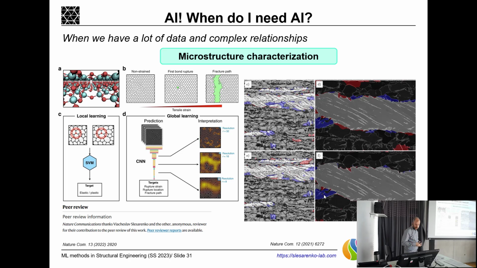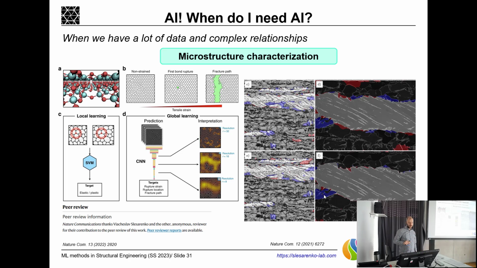Another example, when we have a lot of data and complex relationships, is when we design or try to understand the materials themselves. This is a paper in Nature Communications that I had the privilege to review, and it is actually a very good paper. The researchers built an artificial two-dimensional silica glass structure with different atoms interacting. They were able to predict if the structure will fail under loading, or how it will fail, elastically or plastically.